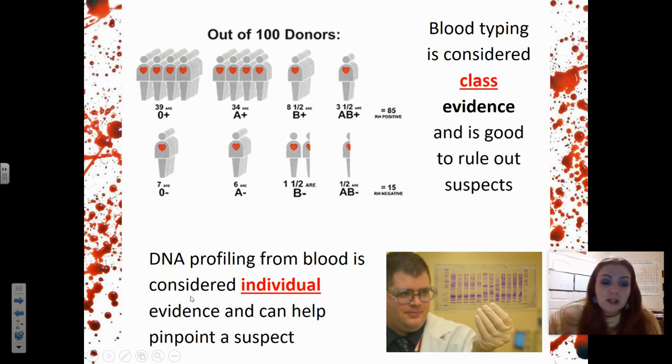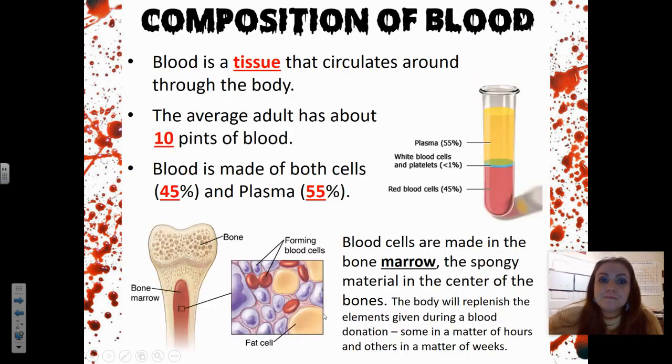DNA profiling from blood is considered individual, so it will tell me for sure, like, this is the person, okay? Because we've matched their DNA to the blood of their scene, so it is individual evidence that can help us pinpoint the suspect, not a group of suspects. All right, so just a little bit about the composition of blood.